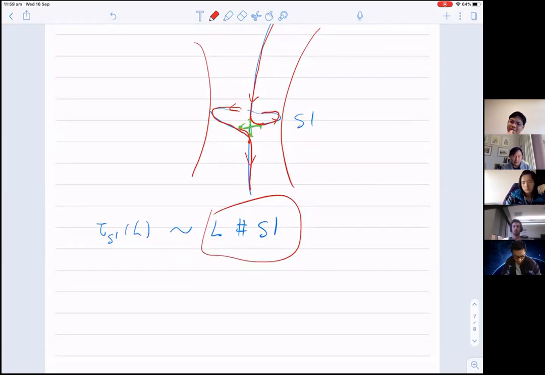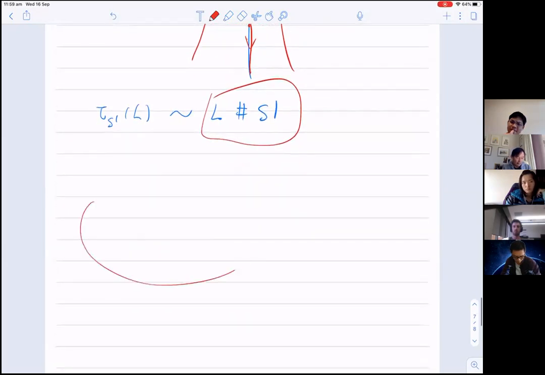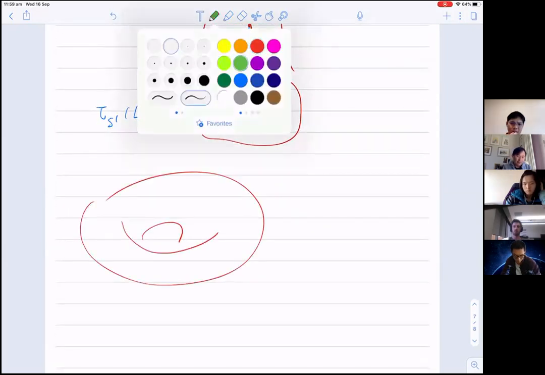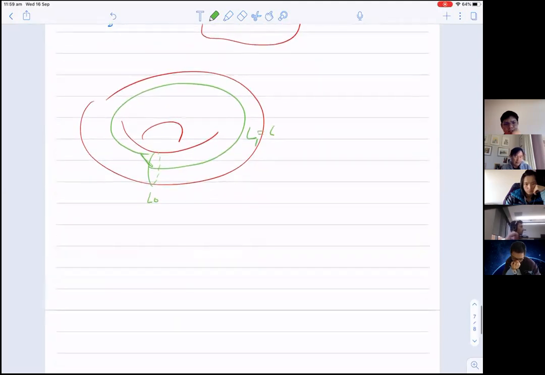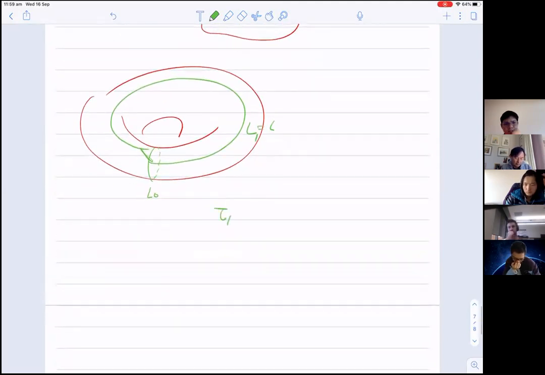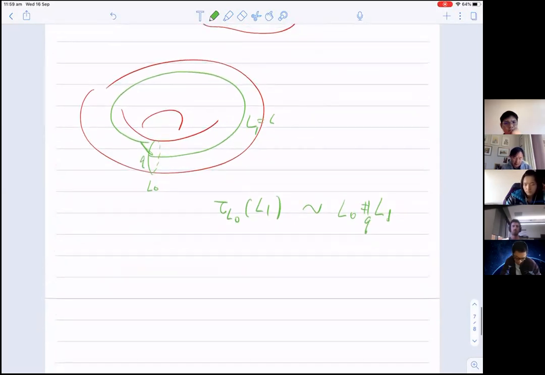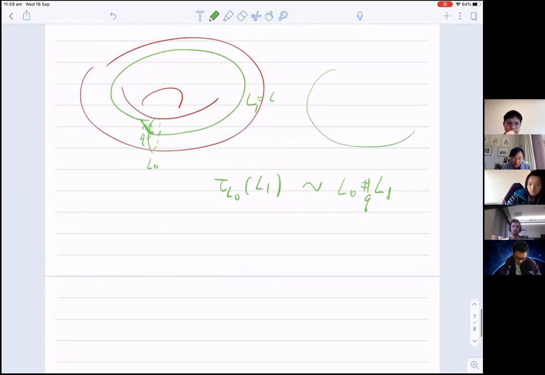Let's do this one. Here I have one Lagrangian, which is this one, and I have another Lagrangian, this L, maybe this is L0 and this is L1. Then the Lagrangian Dehn twist is essentially, after some perturbation, the same thing as the connected sum. The connected sum at the point, say Q, is where you cut a ball and join the boundary. So what does this look like?